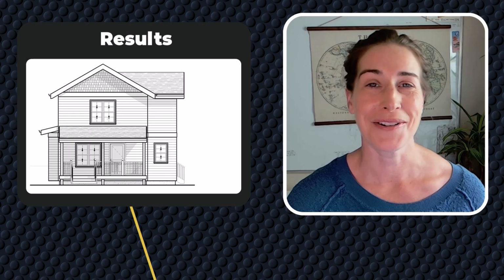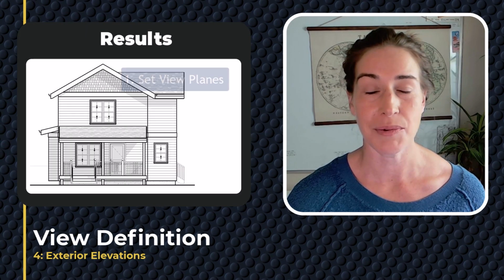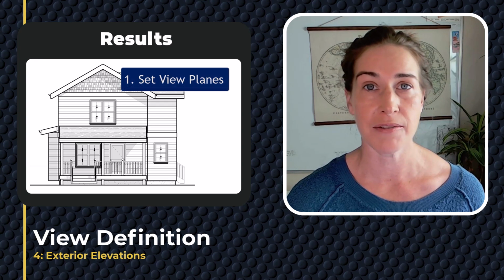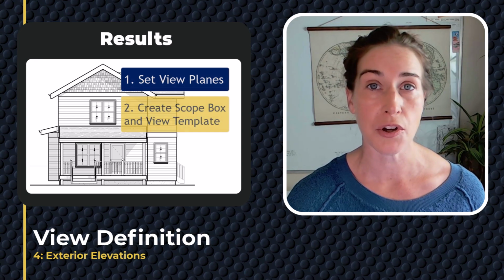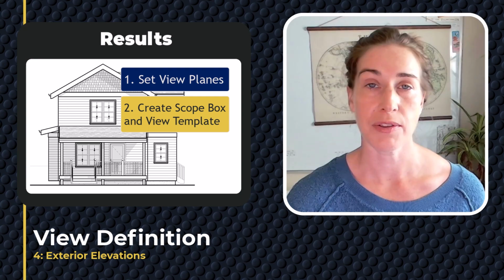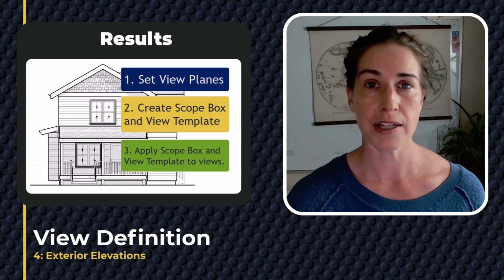In this video, we created our exterior elevations. We first went to the site plan and adjusted the view planes. We then created a scope box and a view template so that all 4 elevations will share a set of consistent graphic standards. I hope this helps.